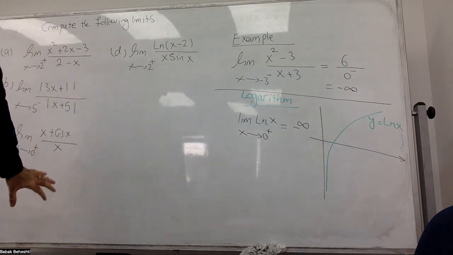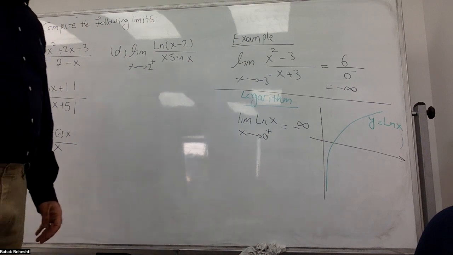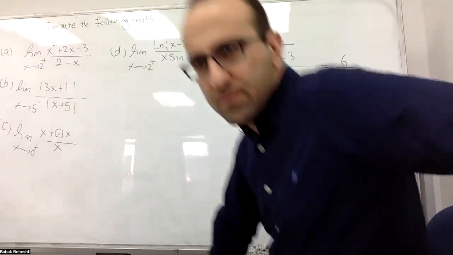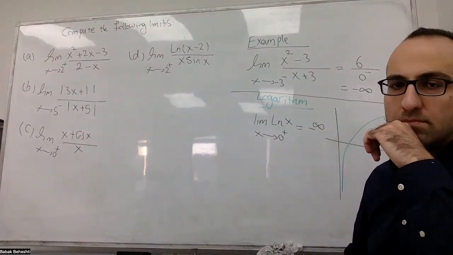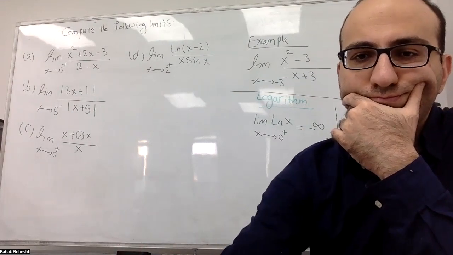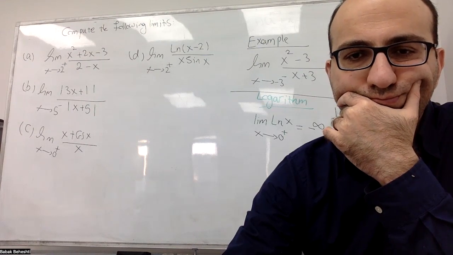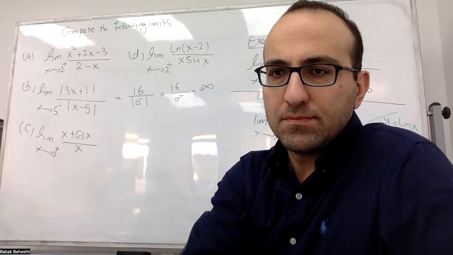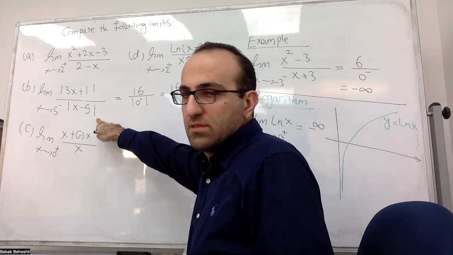So here are some problems. I want you to solve them. For limits, you have to compute. Note that this part B is x minus 5, not x plus 1.